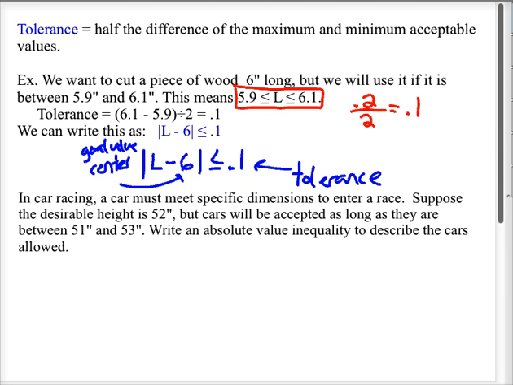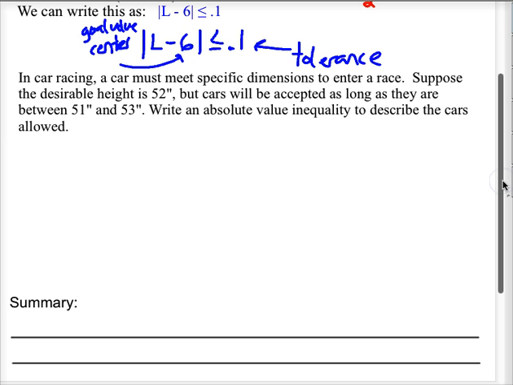So let's start from scratch, shall we? So you can see how this works. In car racing, a car must meet specific dimensions to enter a race. Suppose that the desirable height is 52, but cars will be accepted as long as they are between 51 and 53 inches. Write an absolute value inequality to describe the cars allowed. There are two things that we need: the center, or the goal. Here, what is the ideal car? The ideal car is 52 inches.